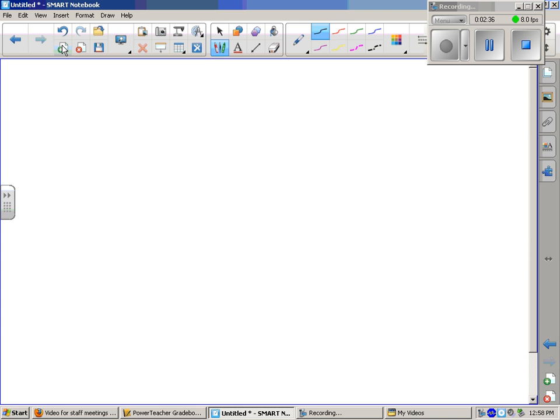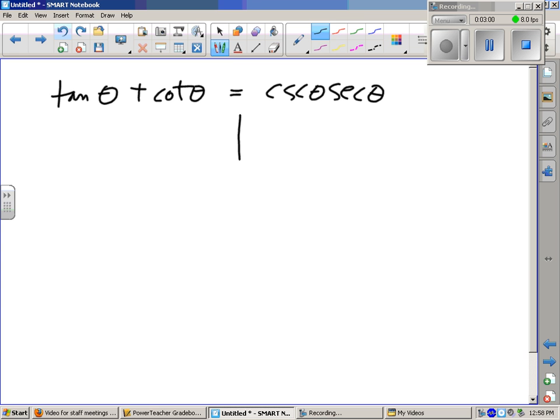All right, let's bump it up a little bit. We're going to do another problem. This one is a 3 or a 4, I would say. So tangent plus cotangent equals cosecant times secant. So we're adding on the left, but multiplying on the right. Addition usually makes things a little more complicated in these problems, so I'm going to work on this side. Now tangent, we all know, is sine over cosine. Cotangent is cosine over sine.